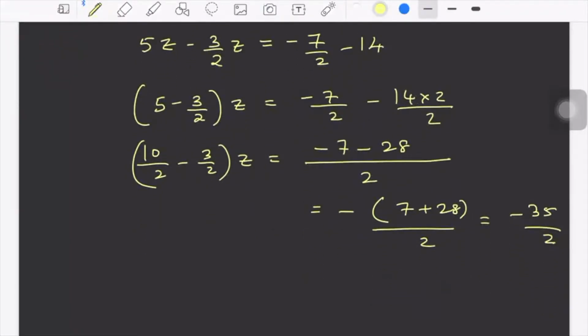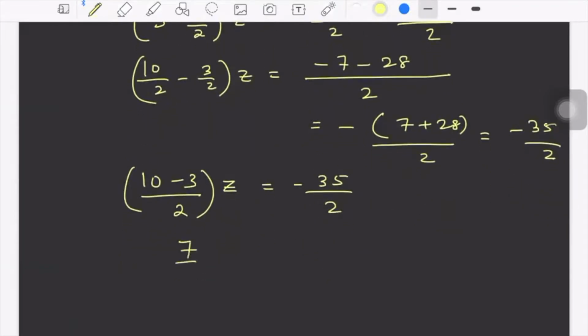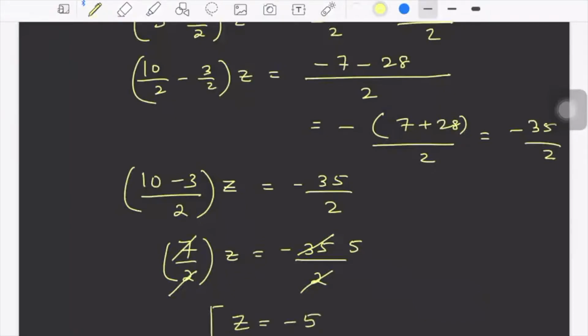So this becomes 10 minus 3 by 2 into z, that is equal to minus 35 divided by 2. So this is 7 by 2 z is equal to minus 35 by 2. Now your 2 gets cancelled, 7 gets cancelled, and it becomes 5. So your z value is minus 5.